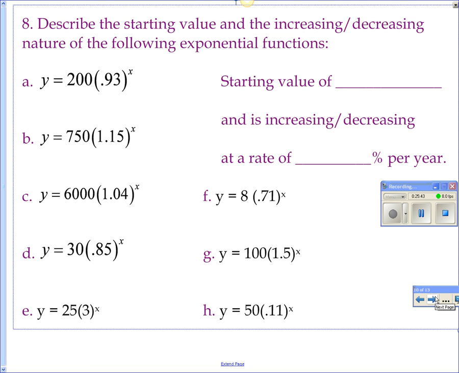Describe the starting value and the increasing, decreasing nature of the following exponential functions, okay? So we'll start with A. What's the starting value? 200. So the starting value is 200. Okay, 0.93. Is that less than 1 or bigger than 1? Less than 1. Does that mean that it's going to be increasing or decreasing as you multiply by it? It's going to decrease it. So if this number is less than 1, it makes it decrease. It makes it go down.